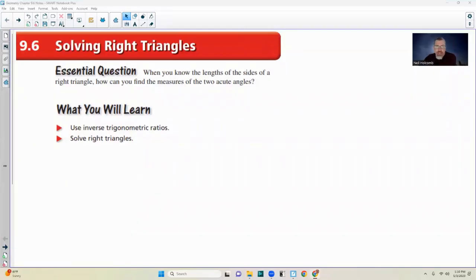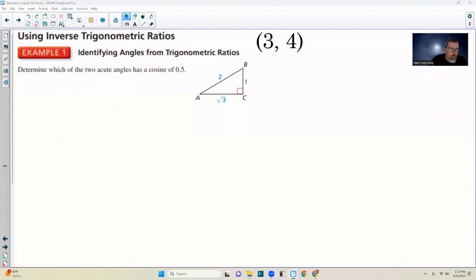Okay, chapter 9.6 is solving right triangles. The essential question of this chapter section is, when you know the lengths of the sides of a right triangle, how can you find the measures of two acute angles? So what you will learn in this chapter is how to use the inverse trigonometric ratios and how to solve right triangles. So let's take a look.